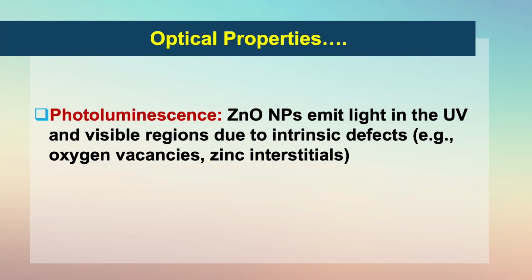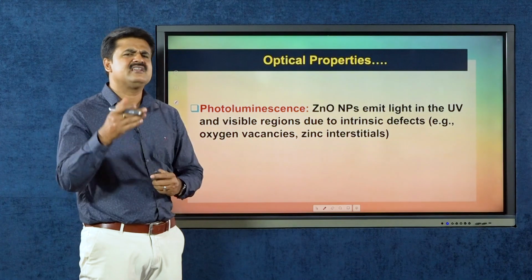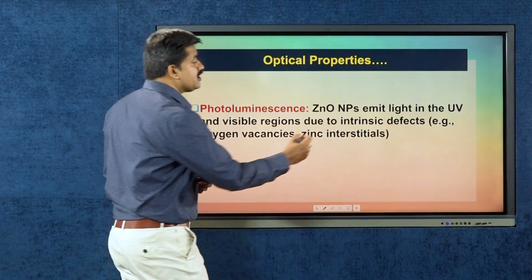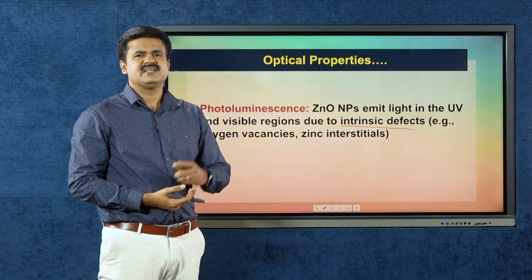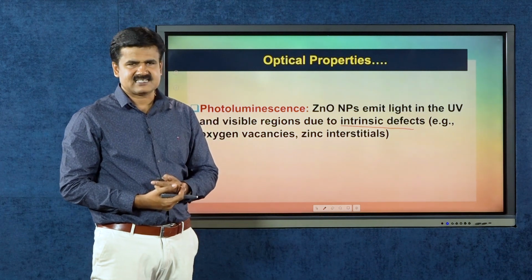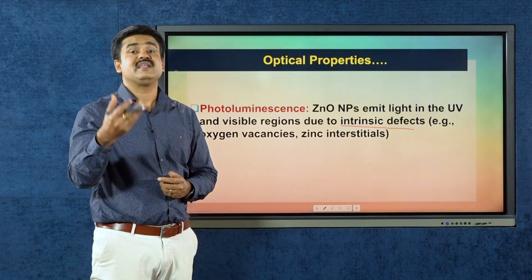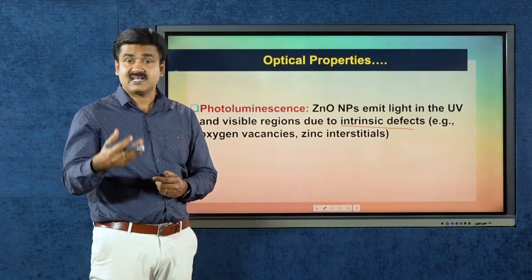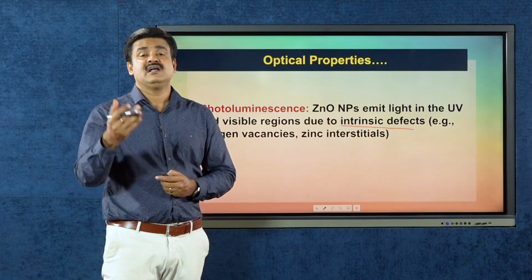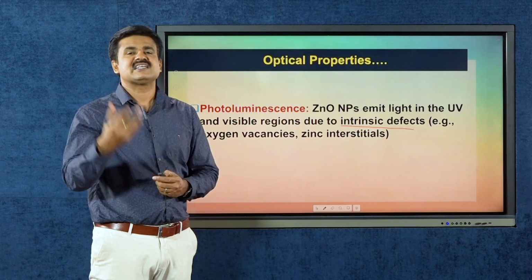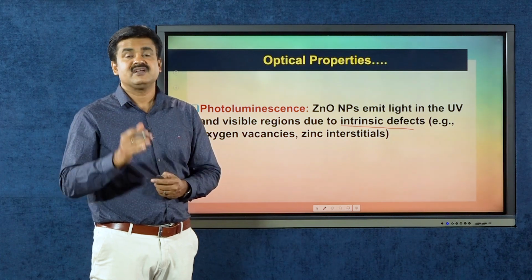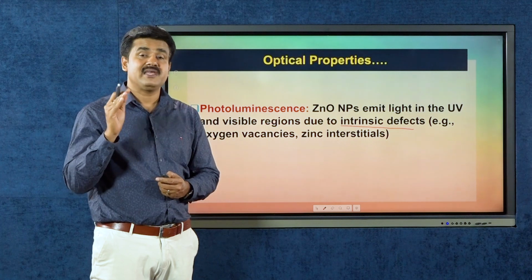Photoluminescence is another characteristic optical property of zinc oxide nanoparticles. They emit light in the UV as well as visible region, and this photoluminescence is attributed to the presence of defects, crystal defects like oxygen vacancies, zinc present in interstitial sites, etc. You are familiar with crystal defects like Schottky defect, Frenkel defect, etc. that you have learned in your school classes. So, the photoluminescence in zinc oxide nanoparticle is due to the presence of intrinsic defects that may occur in its crystal structure.